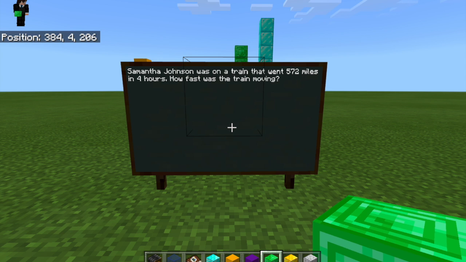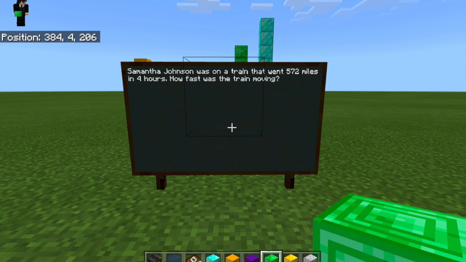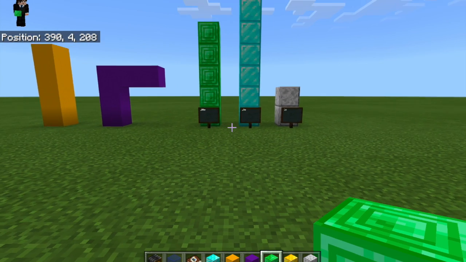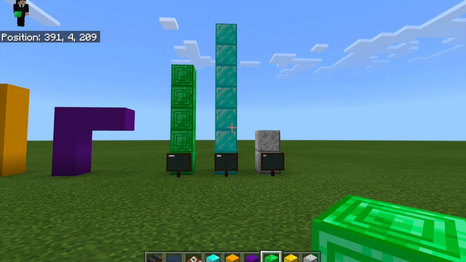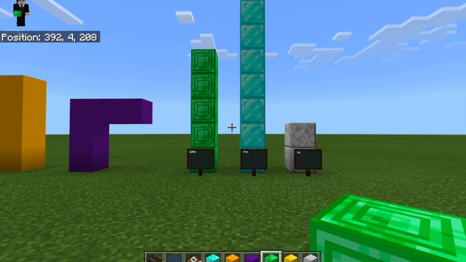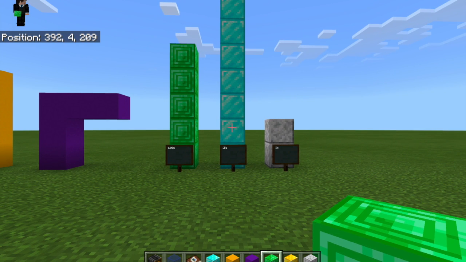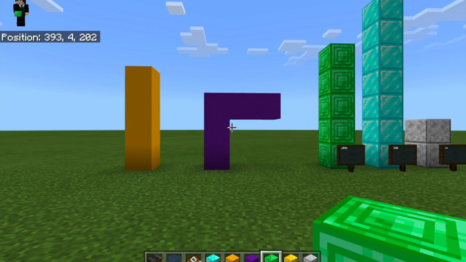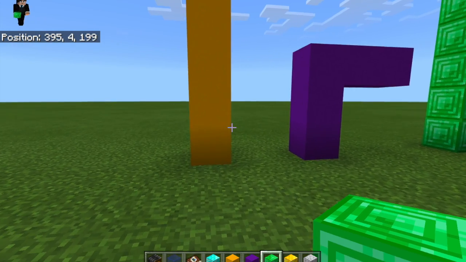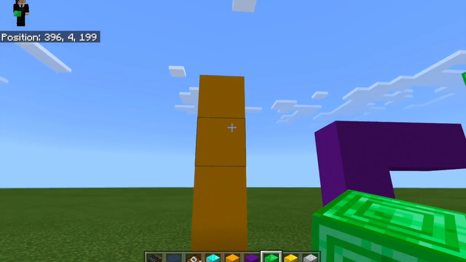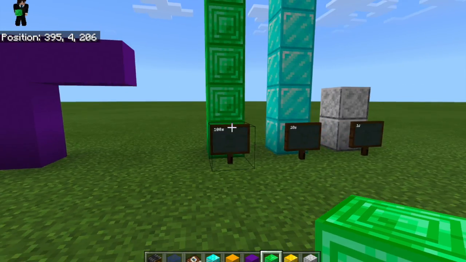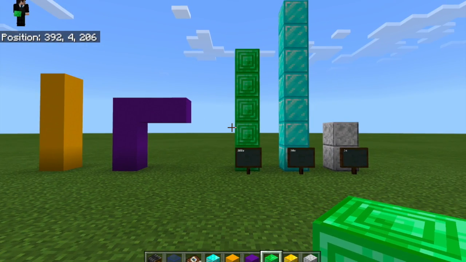First thing we need to do is build our dividend. Our dividend is the big number. So, between 572 and 4, which one is the dividend? If you said 572, you'd be correct. And look, right here we have 5 in our hundreds column, 7 in our tens, and 2 in our ones. There's our dividend. Then we have our division sign, and we have our divisor, which is 4 blocks long. Now we're going to need to make the quotient. The quotient is the answer to a division problem.